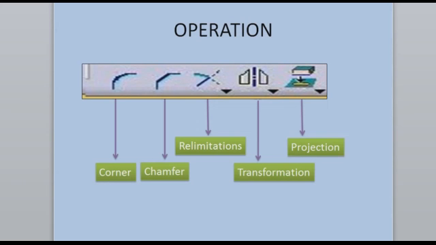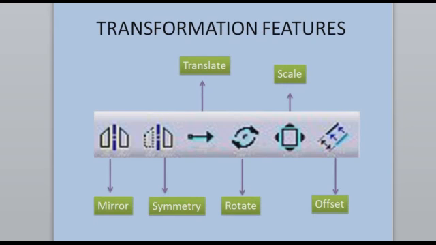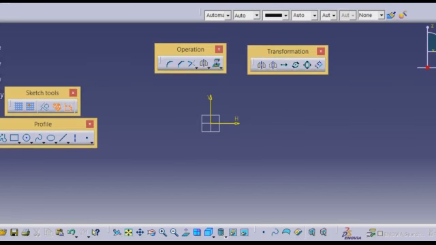Mirror, scale, symmetry, all of this comes under the modification process, which is also called transformation. It is nothing but converting the existing created part into useful features. The transformation features we have are mirror, symmetry, translate, rotate, scale and offset. These are the commands present in transformation features.